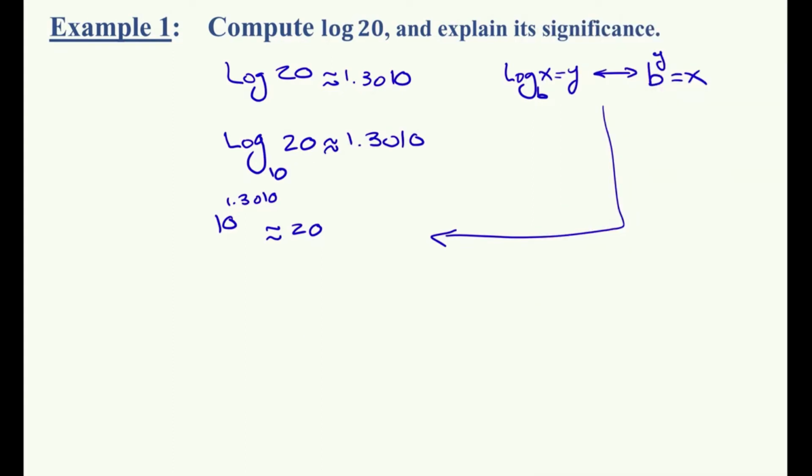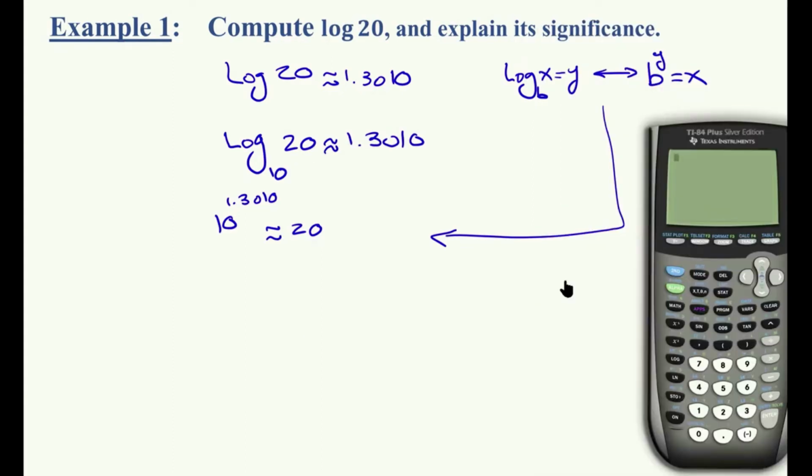In fact, I believe if we take a look at the TI and type in 10 to the power of log 20, it does indeed give us 20, as it should. So it depends on the calculator you're using. Some will give you the exact number and some don't. Of course, we realize this is an exact number.